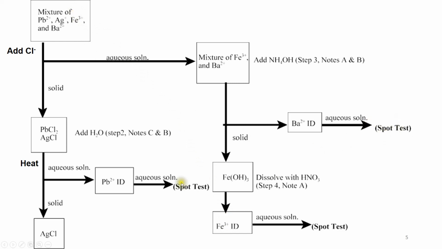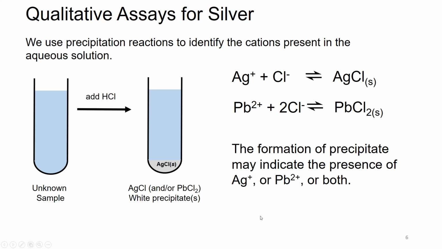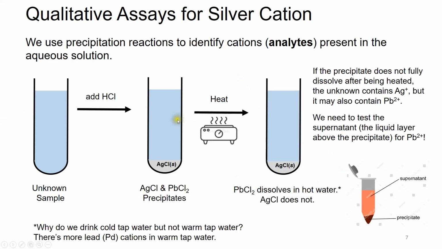iron 3 plus is indeed present in the initial mixture. So we're going to talk about the spot tests. First, let's just look at the identification of silver plus again. So after we add HCl in the unknown solution, we get some precipitate, but this precipitate can be silver chloride, it can be lead chloride. This is because both silver and lead may react with chloride to form white precipitate. So we need to heat it up. Again, after we heat it up, if you still see white precipitate, then you do know there's silver plus in the original mixture or unknown sample.